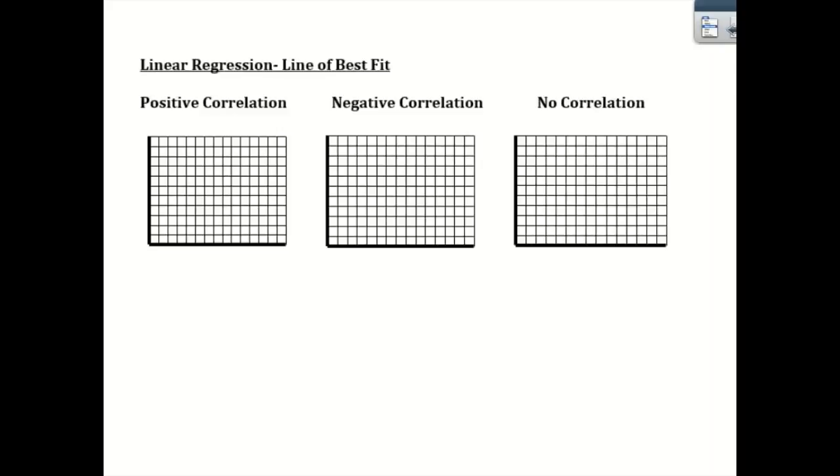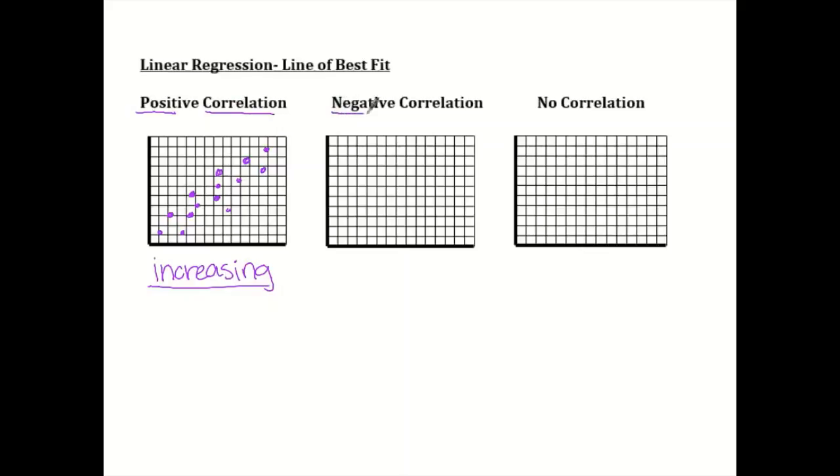line, and therefore we want to determine what kind of correlation the two variables have in common. So positive correlation is our first type of linear regression, and two variables will have positive correlation when they generally follow a pattern, and they can be kind of all over the place, follow a pattern of increasing on the coordinate plane. It's not going to be exact, but they generally look like it's increasing. That would be positive correlation.